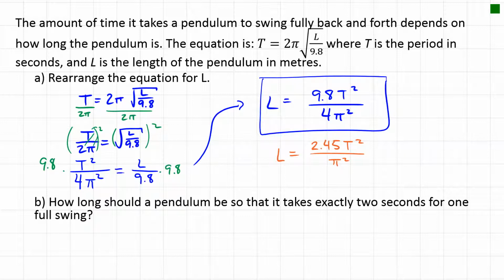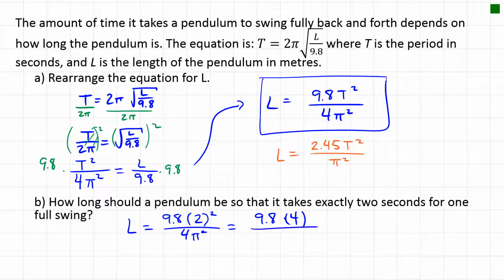So lastly, part B, how long should a pendulum be so that it takes exactly 2 seconds for one full swing? Well, now that our equation is rearranged, what's really nice is all we have to do is substitute in that time. So we have 9.8 times the time, which is 2 seconds, squared, divided by 4 pi squared. And so to do this, we'll need to go to our calculator.